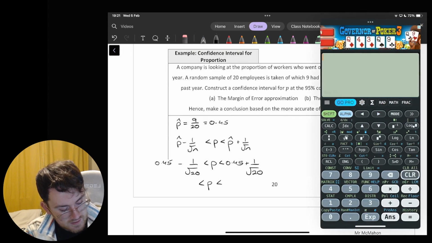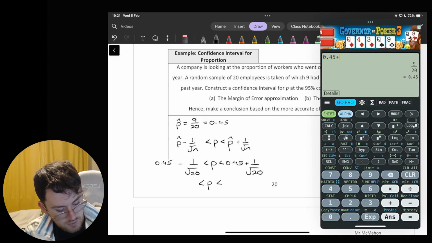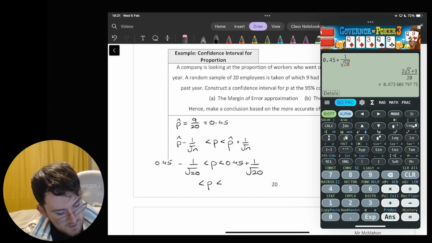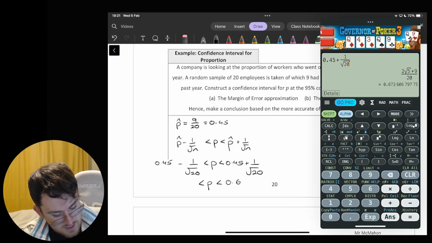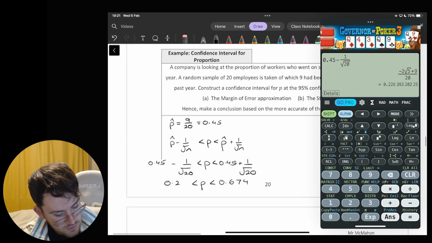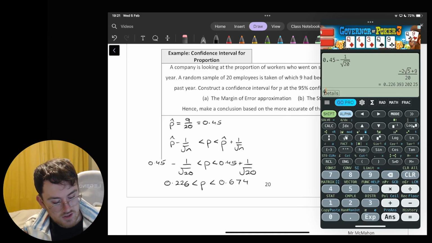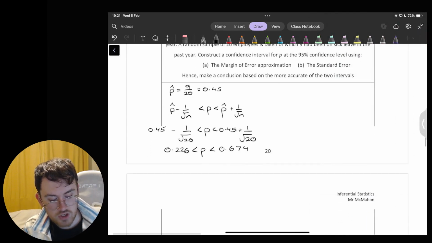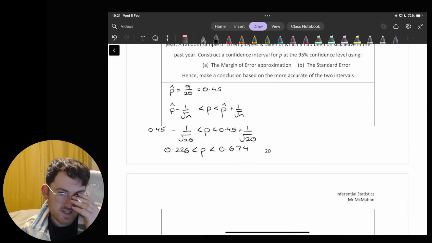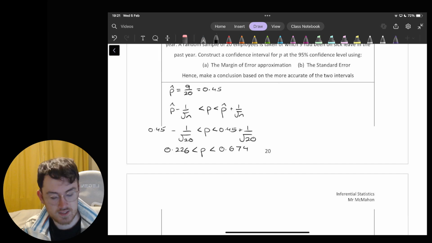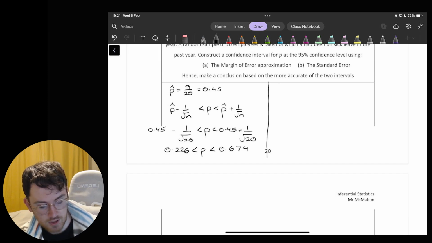So let's calculate these values. 0.45 plus 1 over root 20 gives me 0.634. And then minus 1 over root 20, oh sorry, I've multiplied there, that is going to be 0.226. So we are basically saying that the true value for the population proportion will lie between 0.634 and 0.226, based on my margin of error approximation.